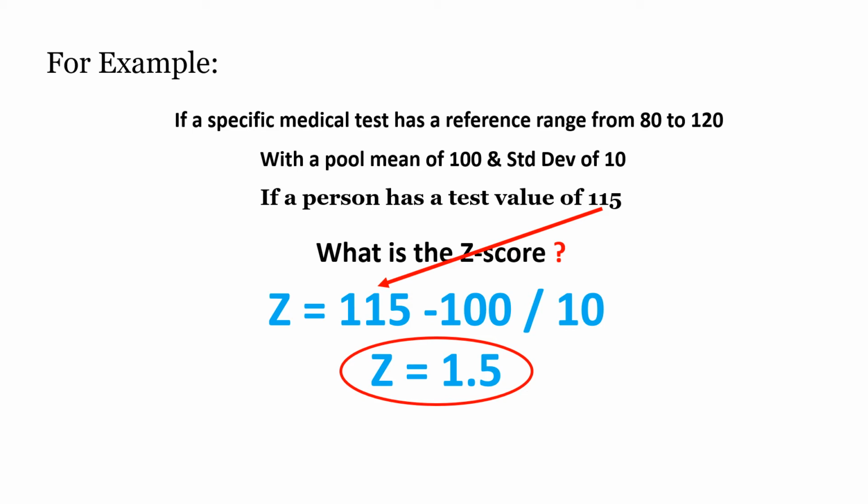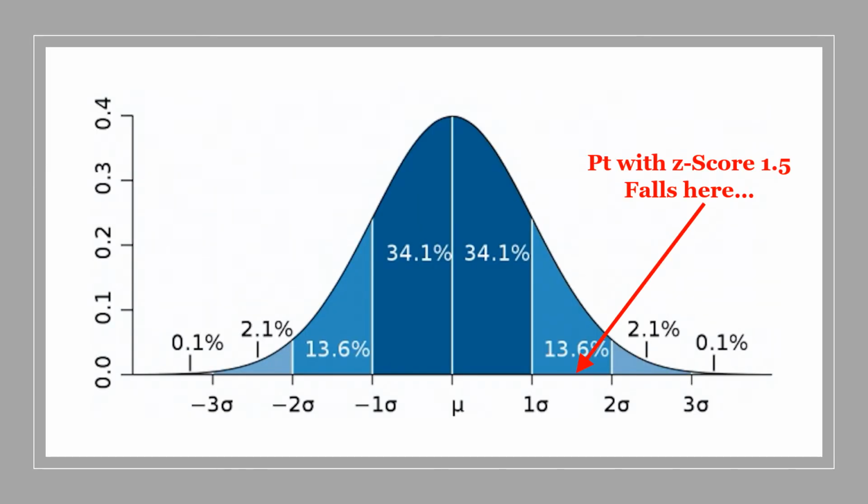The normal data pool has a mean of 100 with a standard deviation of 10. If a person has a test result of 115, the z-score is calculated as 1.5. That calculated z-score is then positioned on a bell curve, marking exactly where the person resides on a spectrum of health.